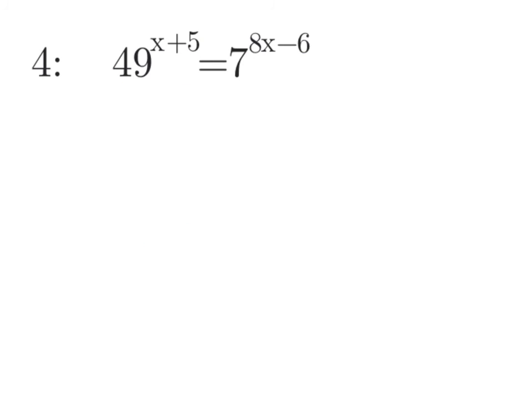Here's the last one. If you want to try this one on your own before I go through it, hit pause right now and do it on your own. But we're going to want to look at bases first. We want to get these bases to be the same. Obviously 49 is bigger than 7, so the 7 side is going to stay the same. But we got to take that 49 and rewrite it as a power of 7. So 49 is 7 squared. Now we'll have the bases are the same.